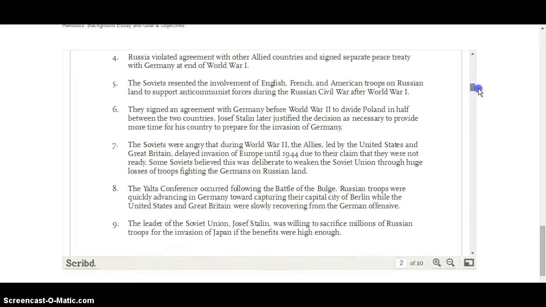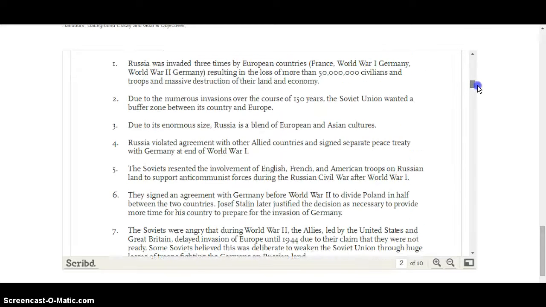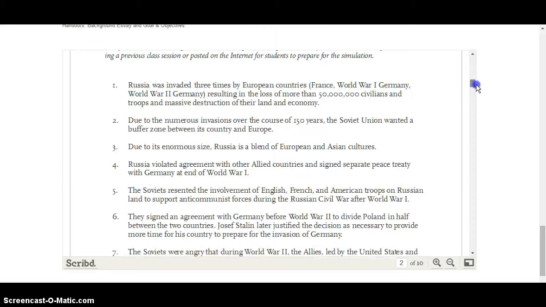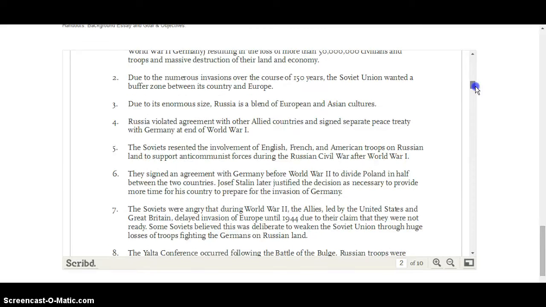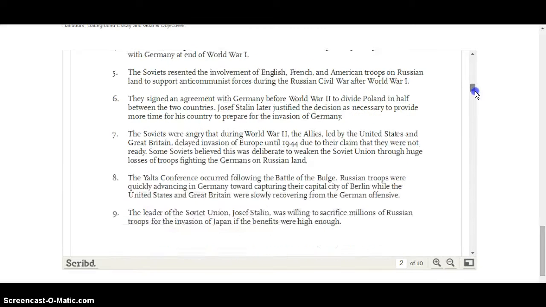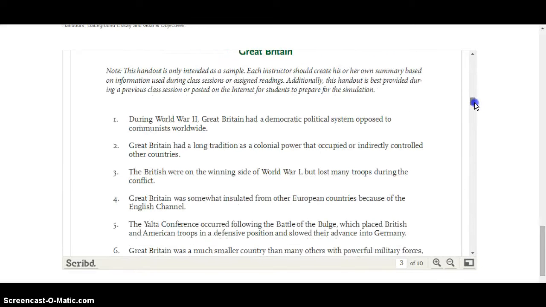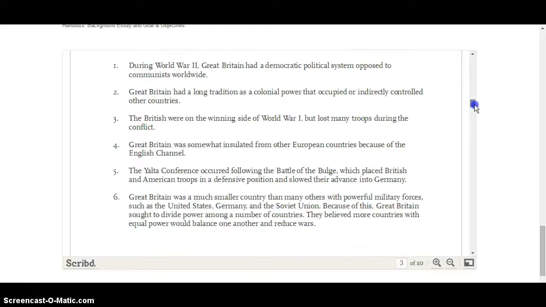And it goes along with the background essay. These are reasons why they're mad going into Yalta and things they want to fix for themselves. That's one for Great Britain. Here's one for Great Britain too.